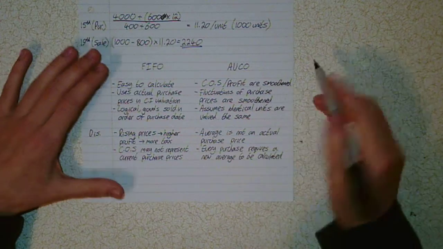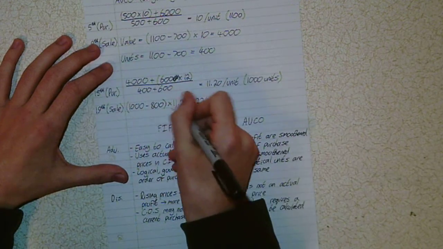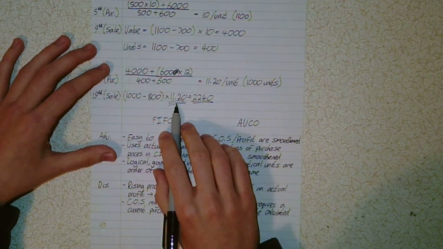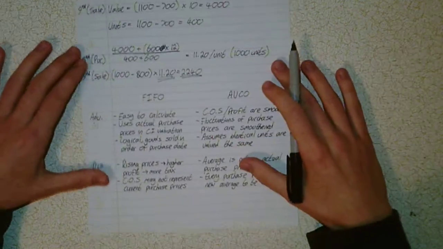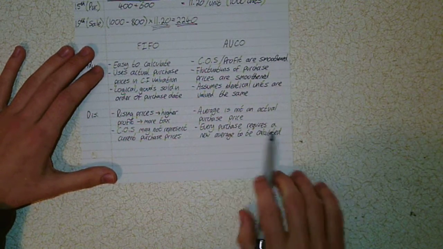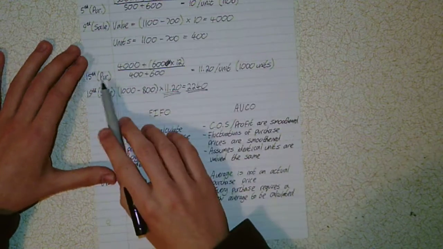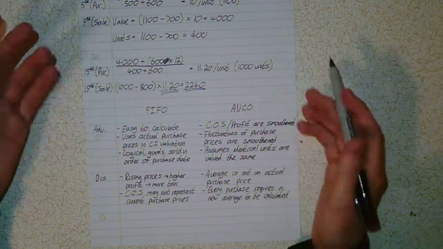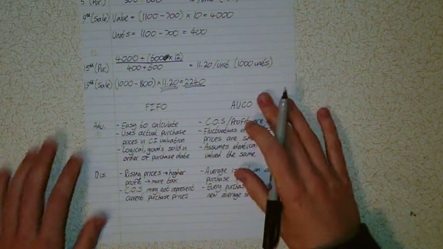So that's FIFO. AVCO, it's not an actual purchase price. So 11.20, we never purchased goods for 11.20. We purchased them for £10 and £12, didn't we? So something to bear in mind. It's more theoretical in a sense. And every purchase requires a new average. So when we purchase goods on the 5th, I had to do an average. When I purchase goods on the 15th, I had to average again. So every time I buy goods in, I have to work out an average.